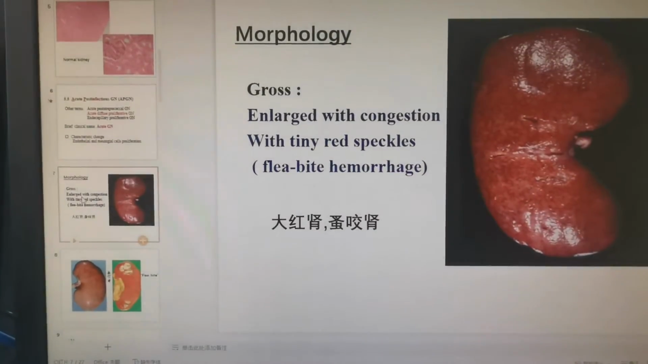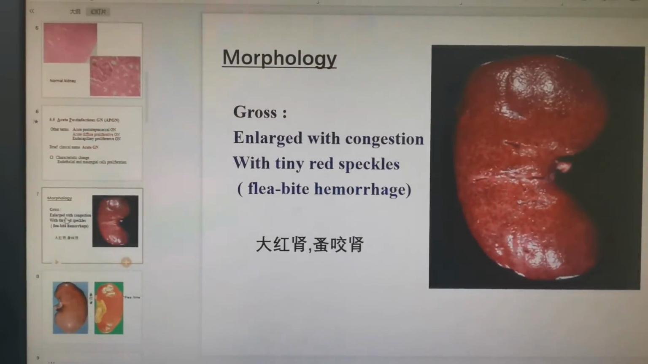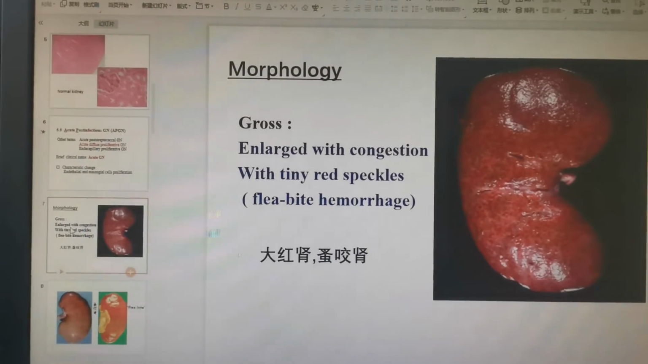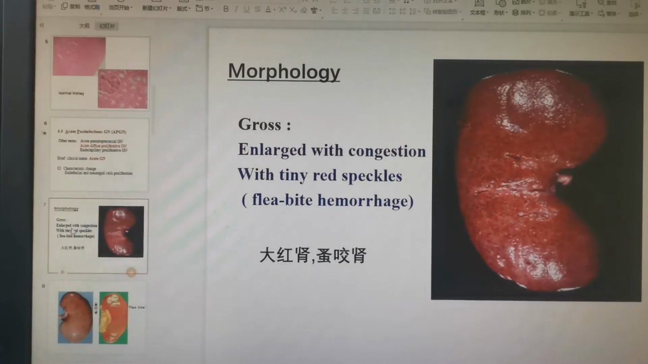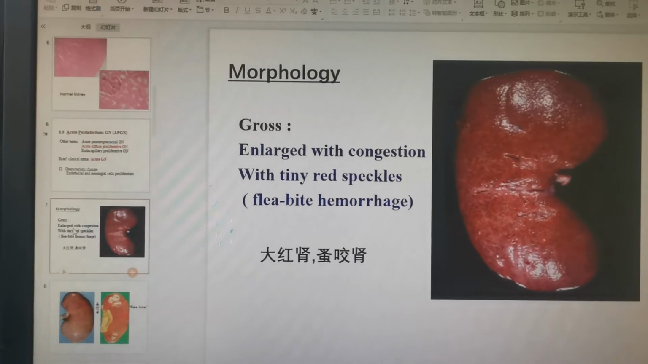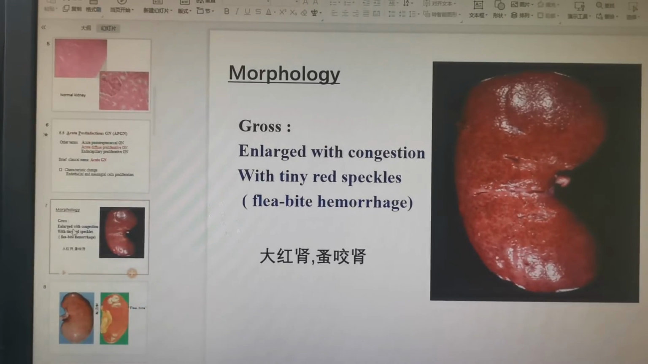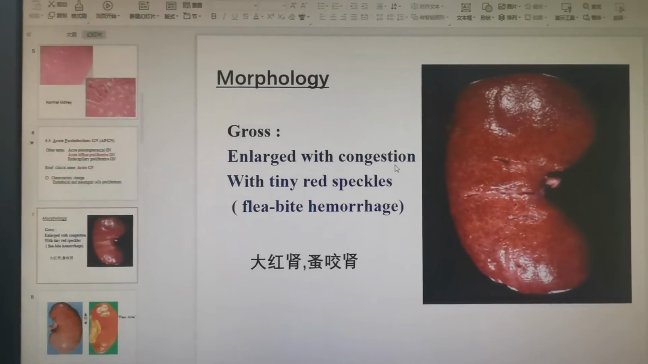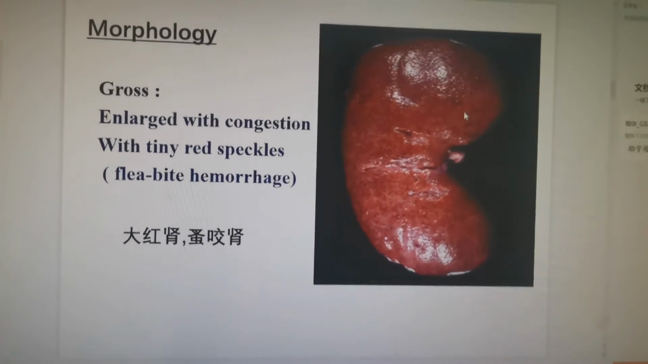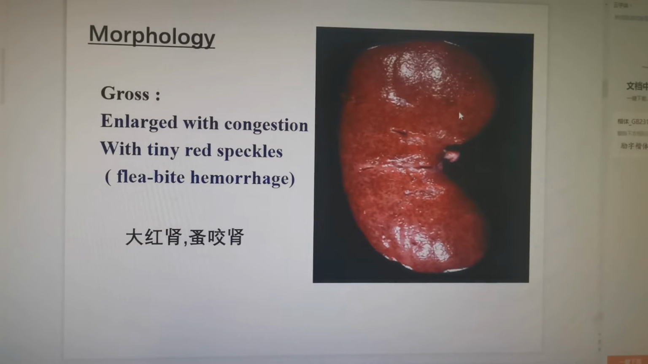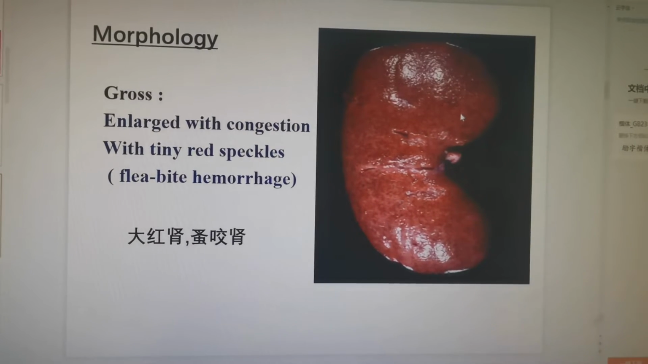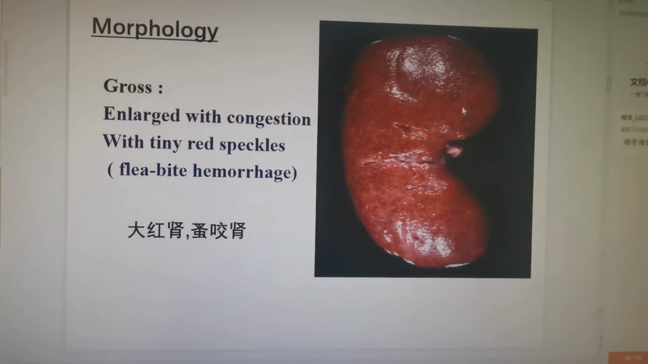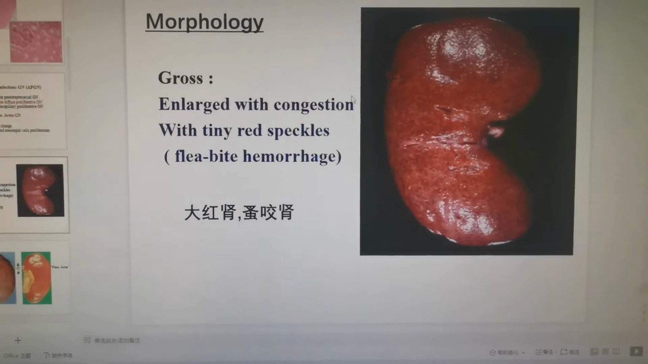Now let's see the morphology. In this gross picture you can see the kidney is big, enlarged with congestion and tiny red speckles because of hemorrhage. It's big, meaning the kidneys are damaged. What's the color of the kidney? Dark red, because of the congestion.